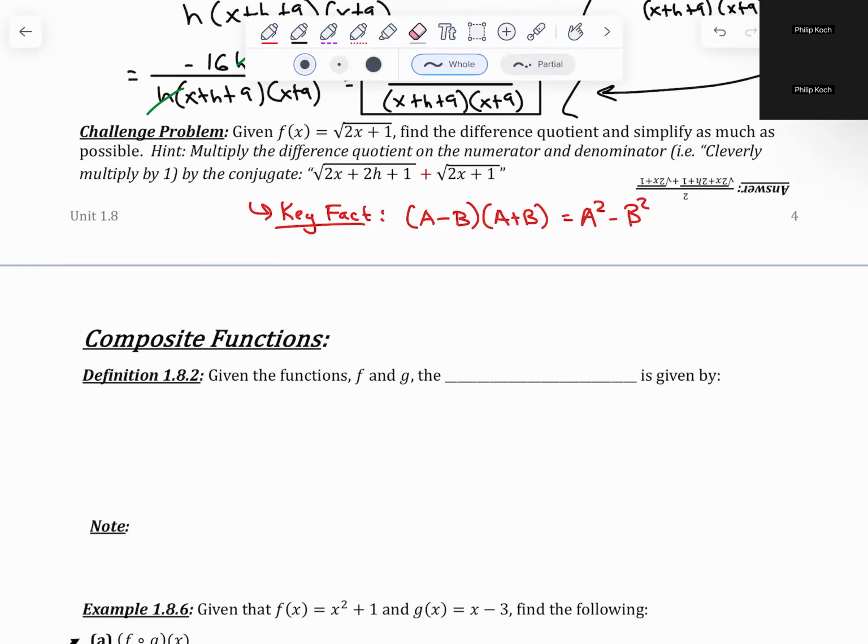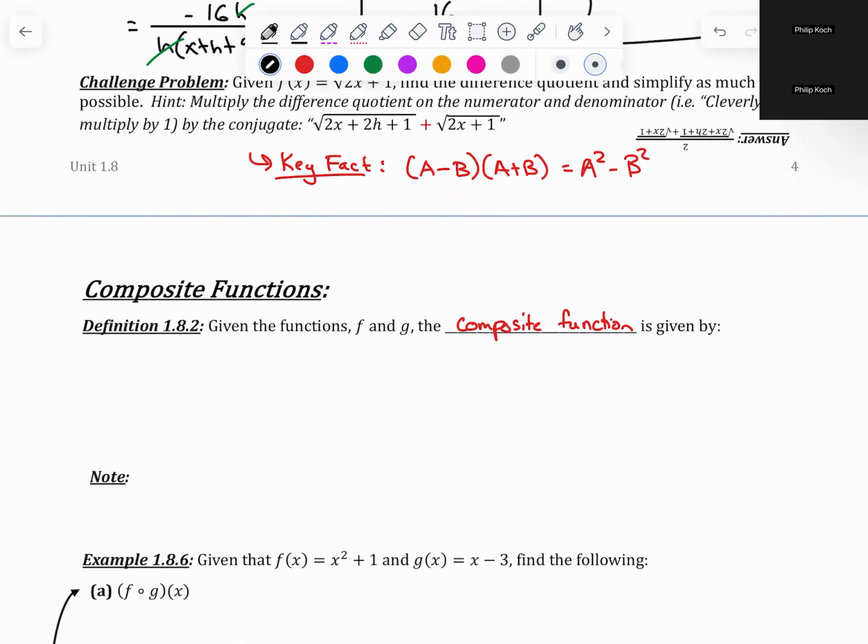Given functions f and g, the composite function, sometimes called the composition function, either way is fine, composite function, composition, is given by this: f circle g of x. It looks like fog. It's not a multiplication symbol. It's not a dot. It's an open circle.